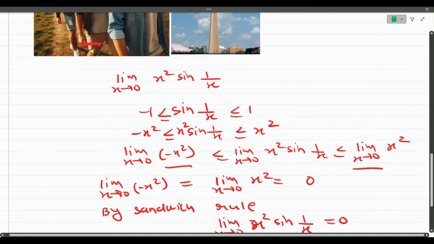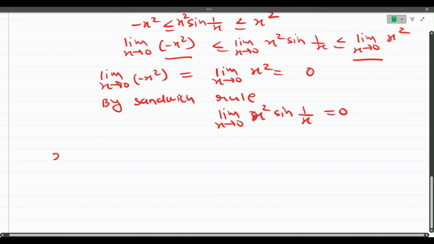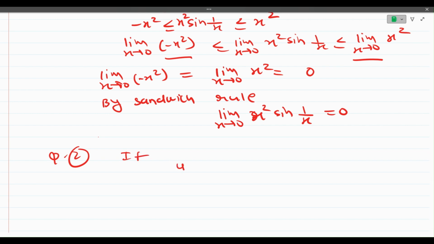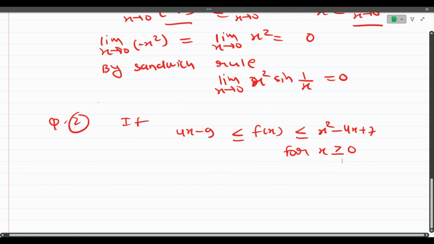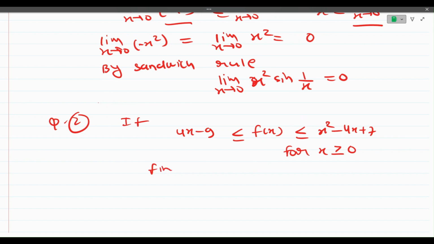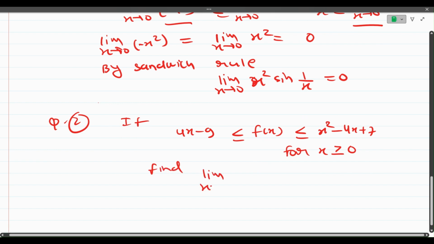Let's see another example. If 4x minus 9 is smaller than or equal to f of x, which is smaller than or equal to x squared minus 4x plus 7, for all x greater than or equal to 0, we need to find the limit as x tends to 4 of f of x.